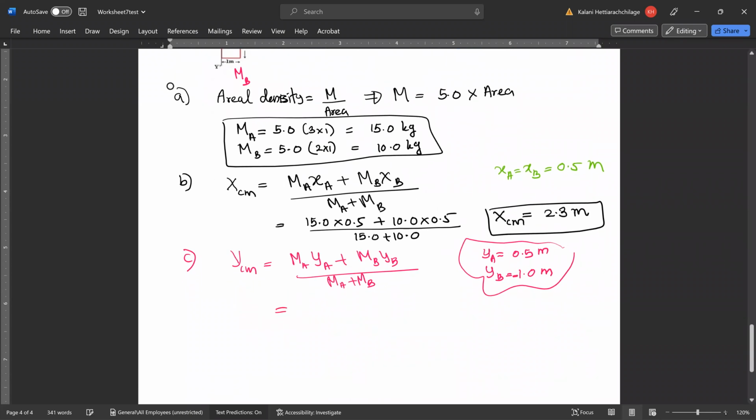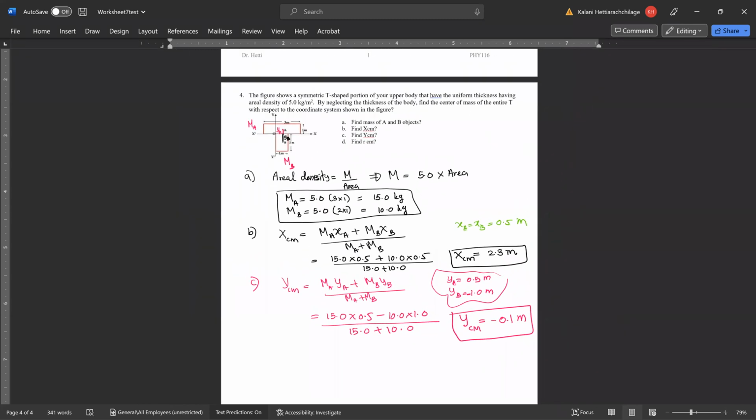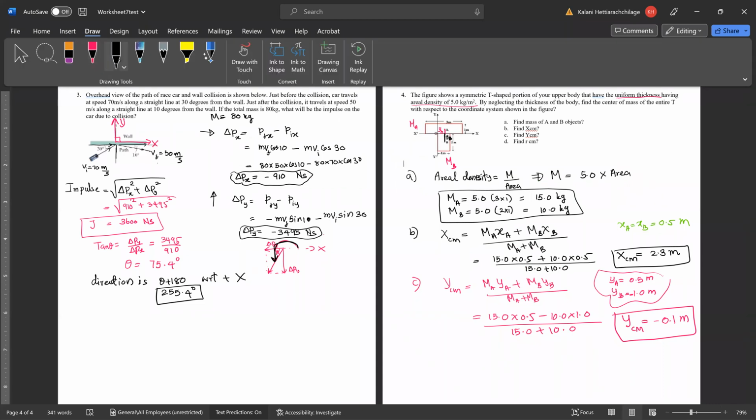So now we're going to calculate it. 15.0 times 0.5 minus, because yB is negative, 10 times 1, and divide by 15 plus 10. That will give you the Y center of mass. I get negative 0.1. Okay, so we are almost done. Now we need to find part D.